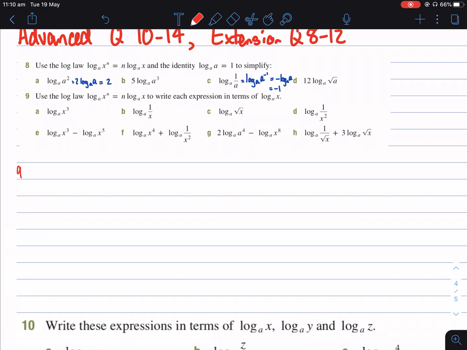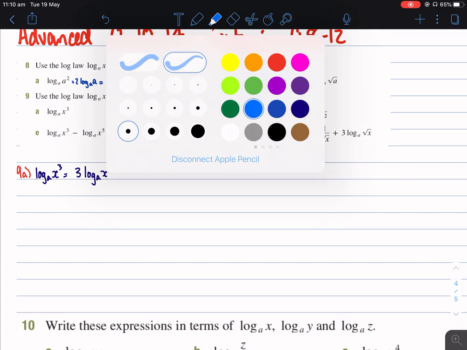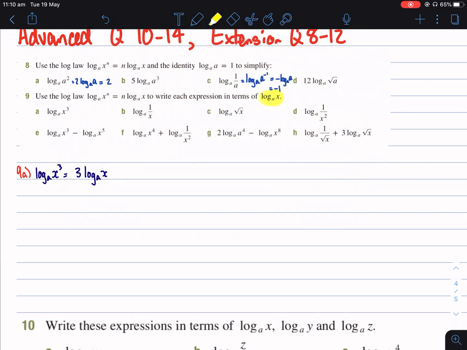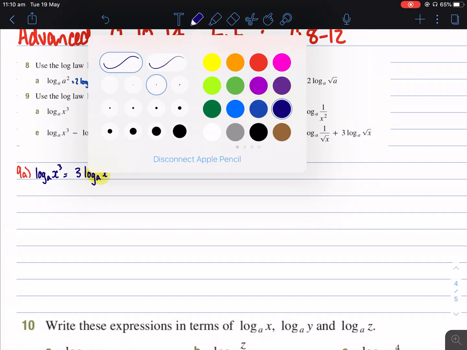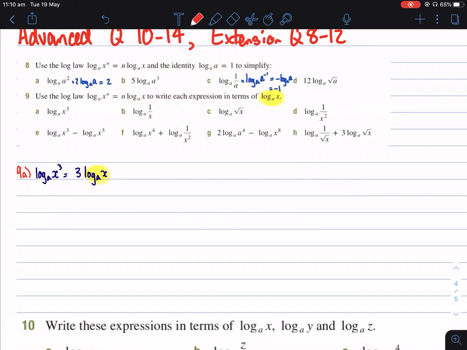So if I've got 9a, we've got log base a of x cubed, which is the same as 3 times log base a of x. They just want us to leave it in terms of log a to the x. So we're going to get everything as something times log a to the x, or log a to the x plus something. Okay, b, c.